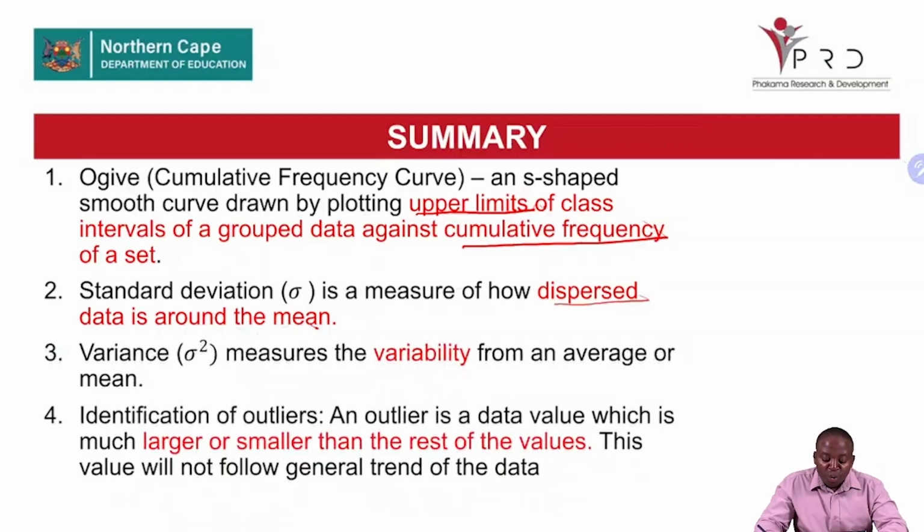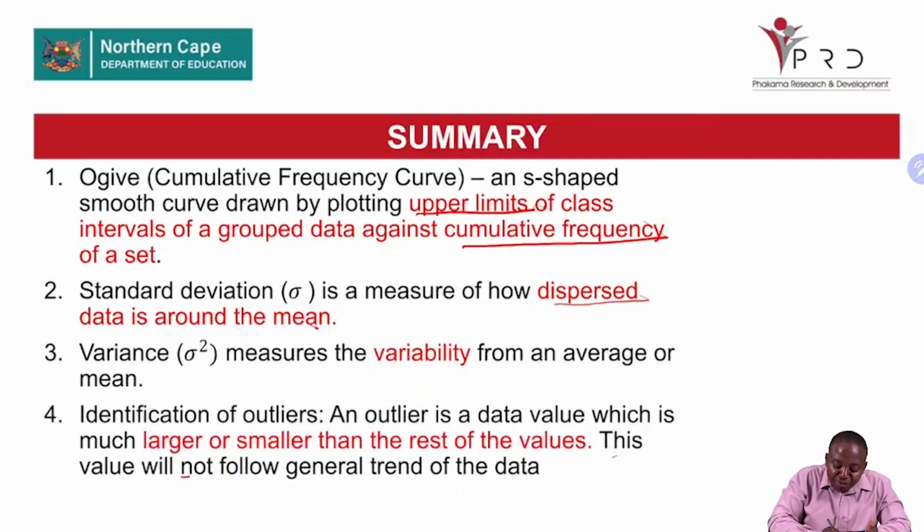Identification of outliers. We have identified that an outlier is a data value which is too large, or it can be too small, compared to the rest of the values. This is the value that will not follow the general trend of the data. So under outliers, what are we saying? We have an outlier value, to say from these values, any value below this value is an outlier. For an upper outlier, any value above a certain value is an outlier, which is an upper limit in that case.